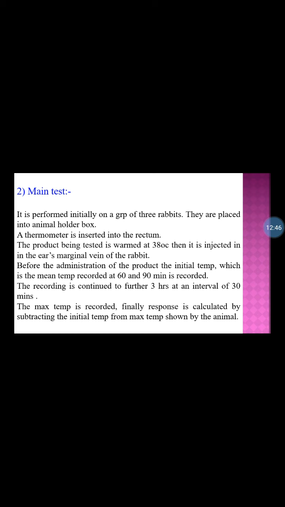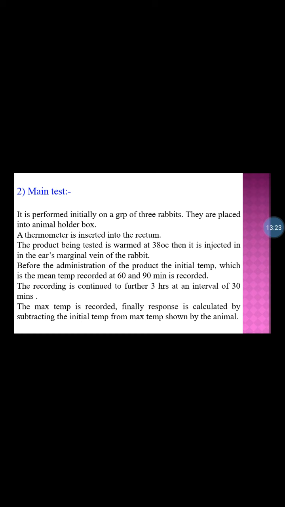Before the administration of the product, the initial temperature, which is the mean temperature recorded at 60 and 90 minutes, is recorded. The recording is continued for a further 3 hours at intervals of 30 minutes. The maximum temperature is recorded. Finally, the response is calculated by subtracting the initial temperature from the maximum temperature shown by the animal.